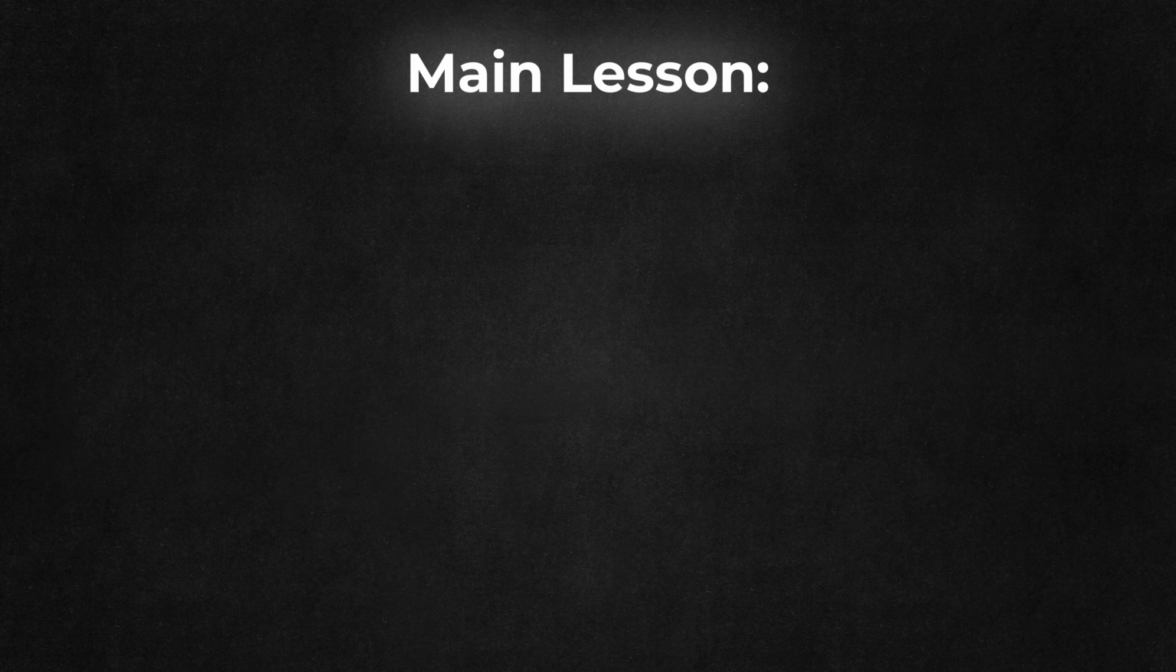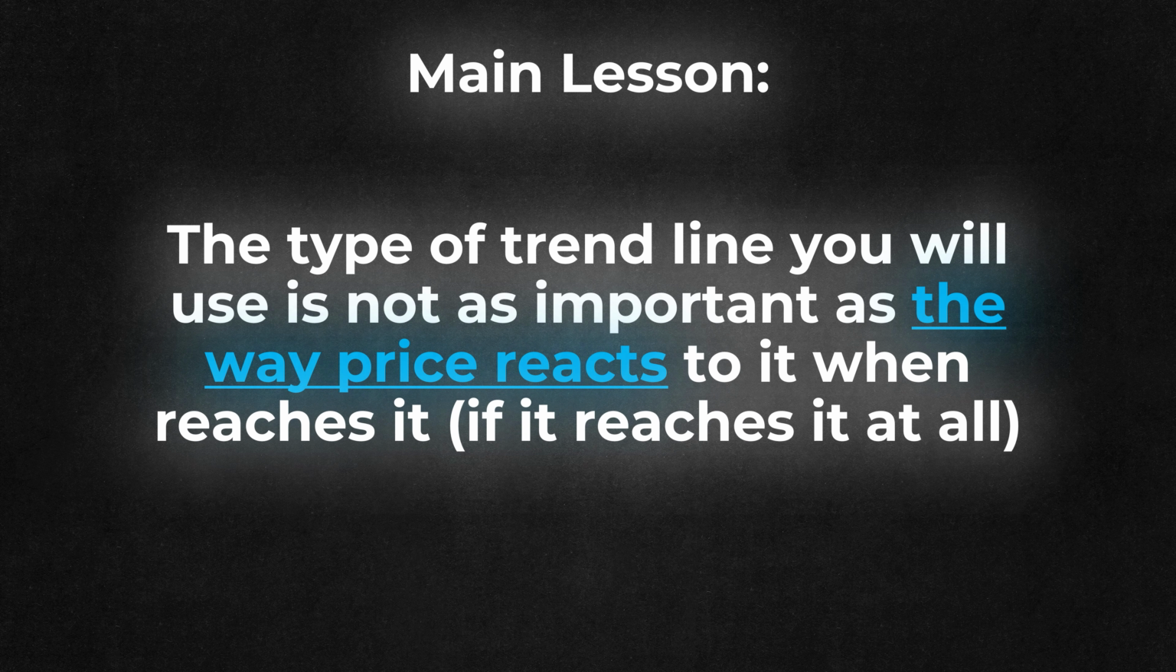Keep in mind that a lot of the time, price will not be responsive to any of the three trend lines, or price will simply not reach the level outlined by any of the three trend lines. So the type of trend line you use is not as important as the way price reacts to it when and if it reaches it. That's the major lesson here. You can also make things simple and only focus on one type of trend line and simply ignore the rest. That's perfectly fine. You will miss a few opportunities, but on the other hand, your analysis will be easier.